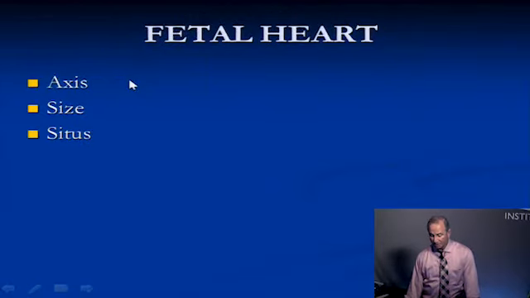What you need to know about the heart is you look for three main things: the size of the heart, the situs of the heart, and the axis of the heart. What does the size mean? Just look at the chest and see the relative size of the heart to the chest. The heart is usually about 1/3 of the chest.